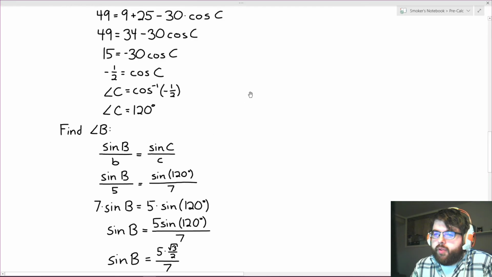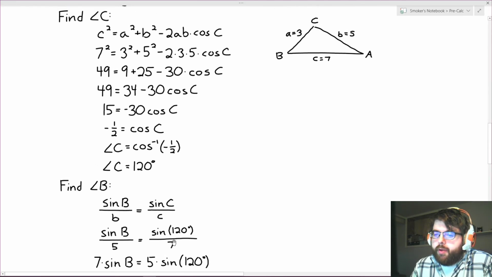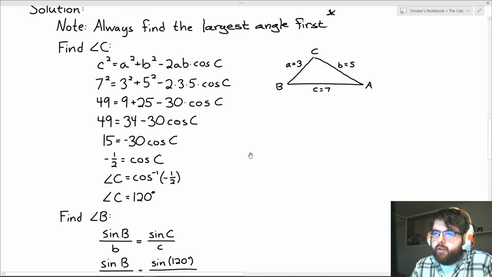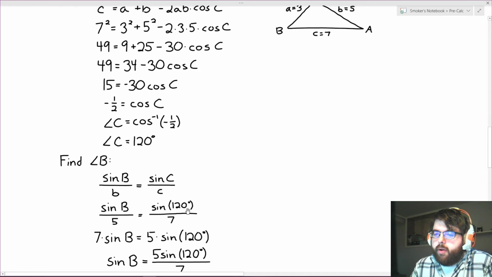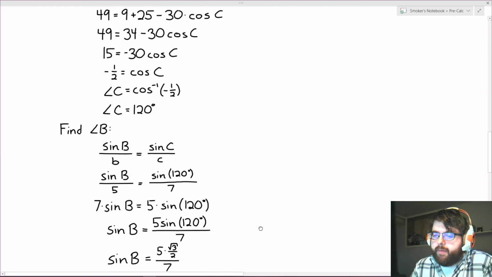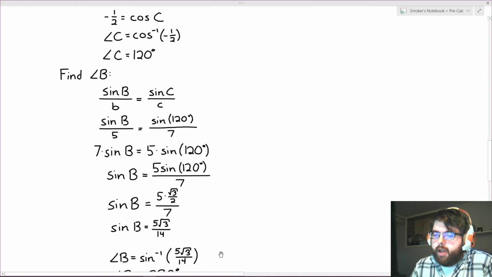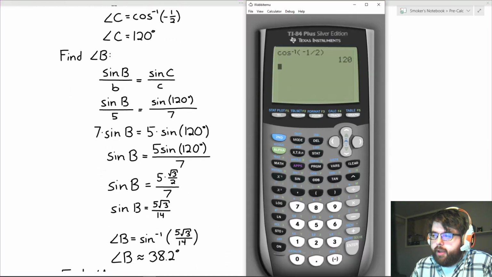So I'm going to match C up with B, and I'm going to go greatest to least. So I already found the longest. Then I'm going to go to the second, and stop with the shortest side. So I'm finding B. That's opposite 5. So 120 is opposite 7. Cross multiply, divide by 7, and what I have here is 5 root 3 over 14 to do sine inverse.